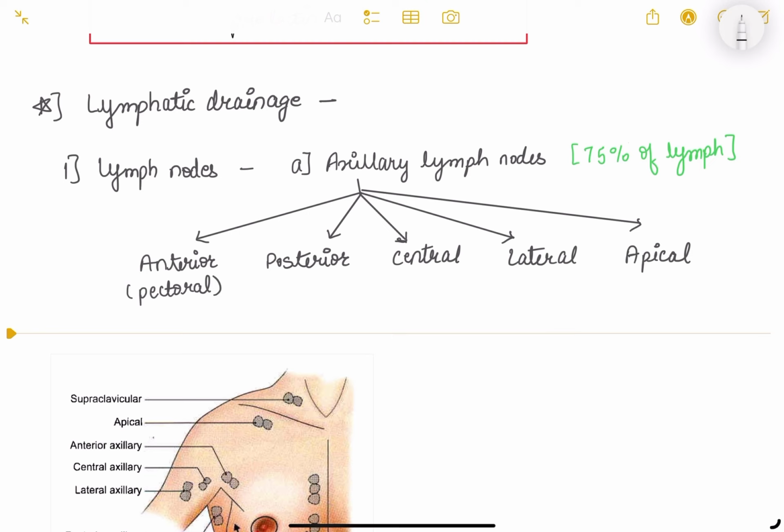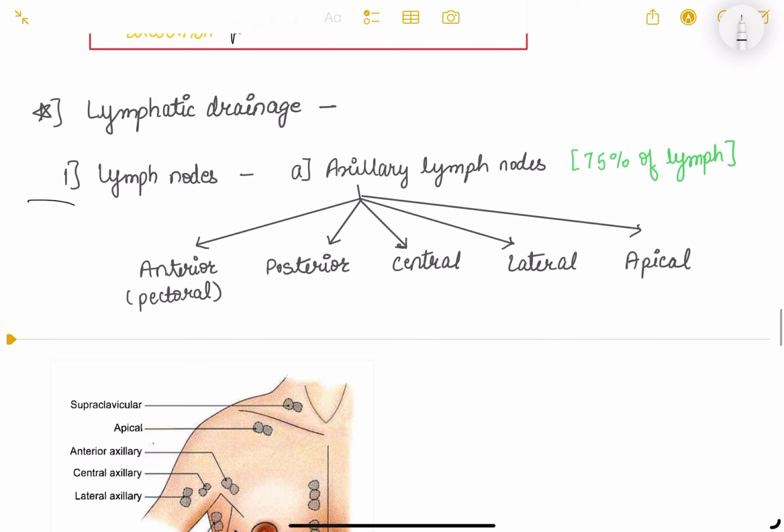So now let us discuss the lymphatic drainage. We are going to study it in 2 parts. First is the lymph nodes and second is the lymphatic vessels. When it comes to lymph nodes, the chief lymph nodes, that means the lymph nodes which are going to drain the maximum of the lymph, that is 75% of the lymph, is drained by the axillary group of lymph nodes. So what are these lymph nodes? There are anterior, posterior, central, lateral and apical.